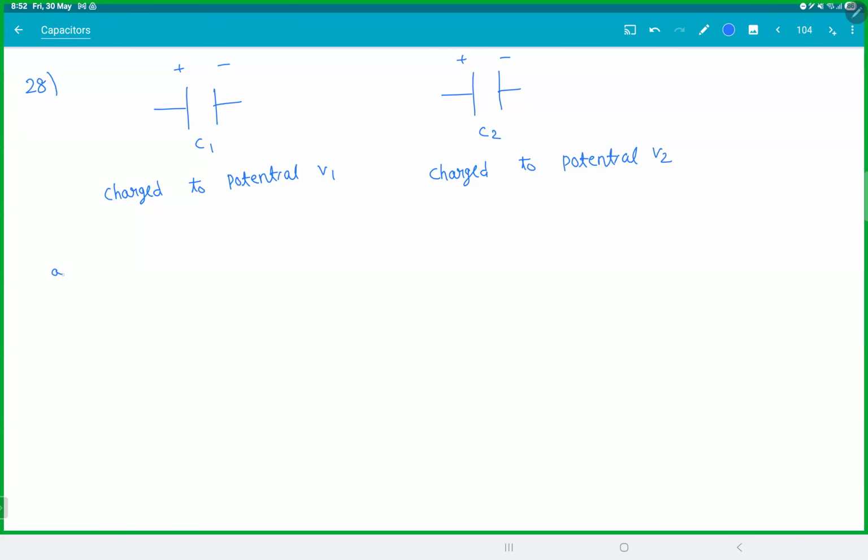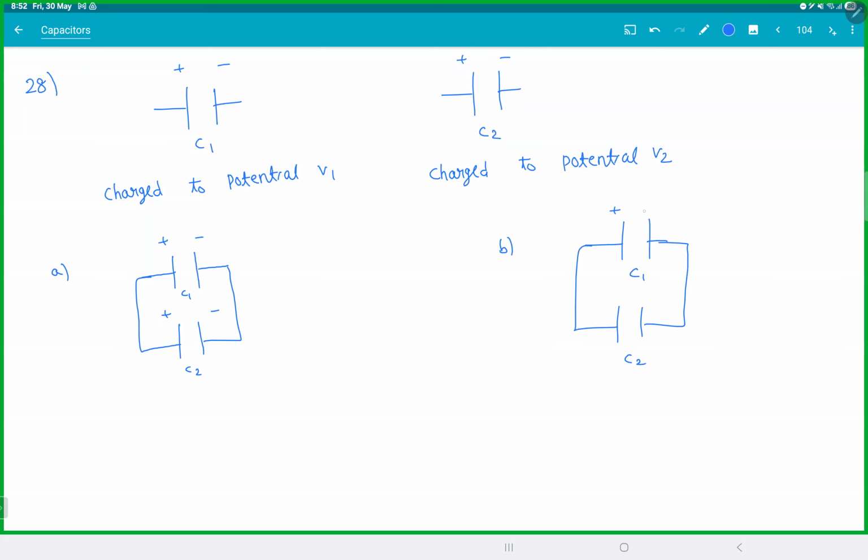Case one, you connected them in the same polarity, meaning plus to plus, minus to minus, C1 and C2. Case 2, you connected them in reverse polarity: plus, minus, plus, so the negative plate is connected to the positive plate. Find the new potential difference. Initially the voltages were V1 and V2. Find the new potential difference across the capacitors.